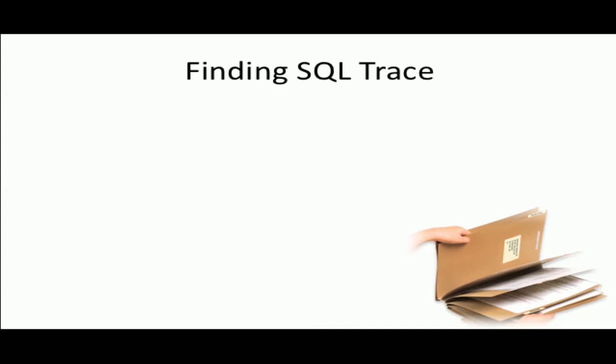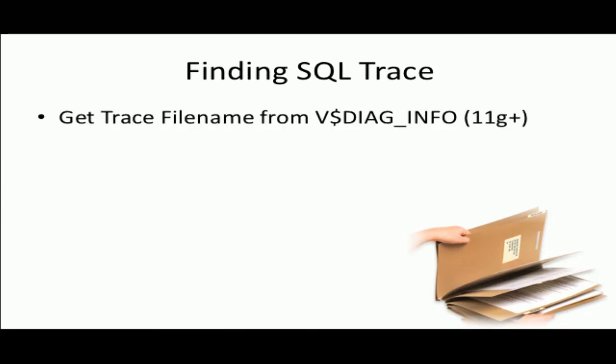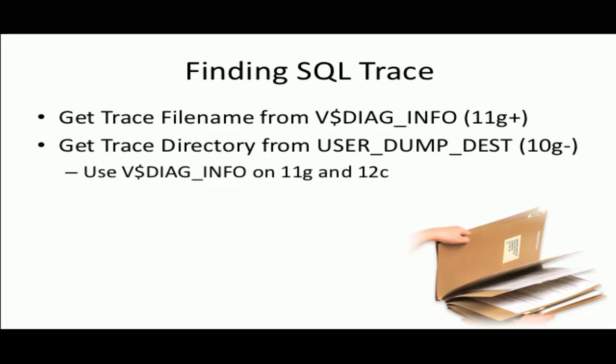So let's say we trace our application, we run it, we generate a trace file. How do we find the trace? That has changed over time. In 11G and higher, we look for the name of the file in $diag_info. It's a dynamic view. You select from that view and you get the name of the trace file. Before 11G, there is something called user_dump_dest. You say show parameters user_dump_dest, and then you can see that. So if you are on 11G or 12C, you want to use this view. If you are on 10G, you want to use this parameter.